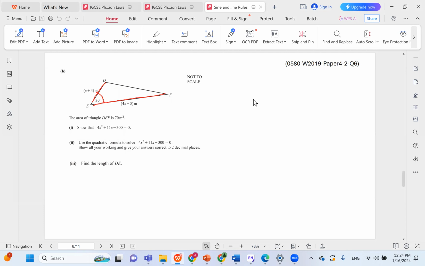Excuse me, this isn't even the cosine rule. This is the area rule. So here we're given the area of the triangle. So the area rule requires the same given data as the cosine rule. It requires two sides and the angle between them. So in this case, the area rule is basically A equals half AB sine theta.